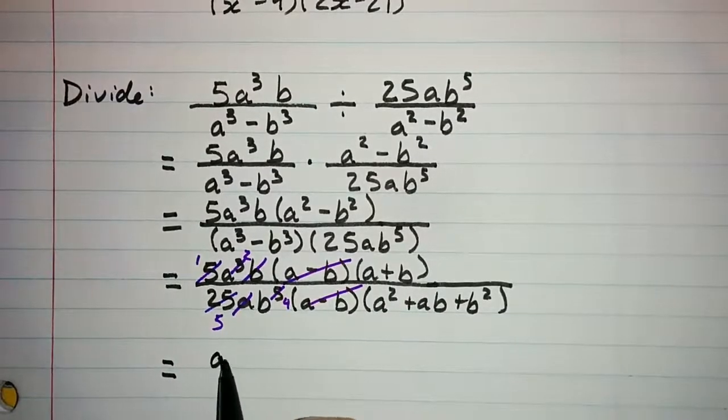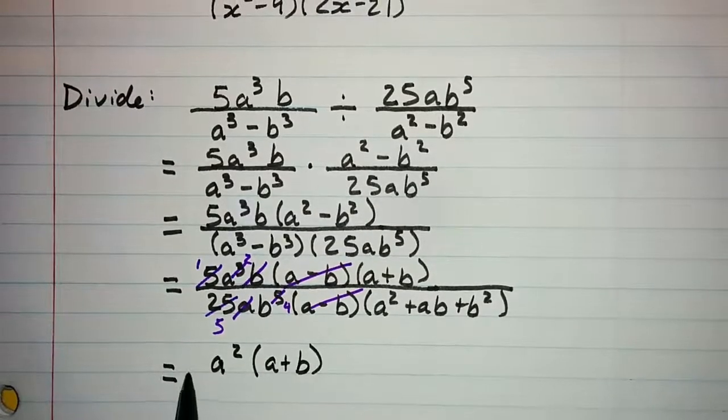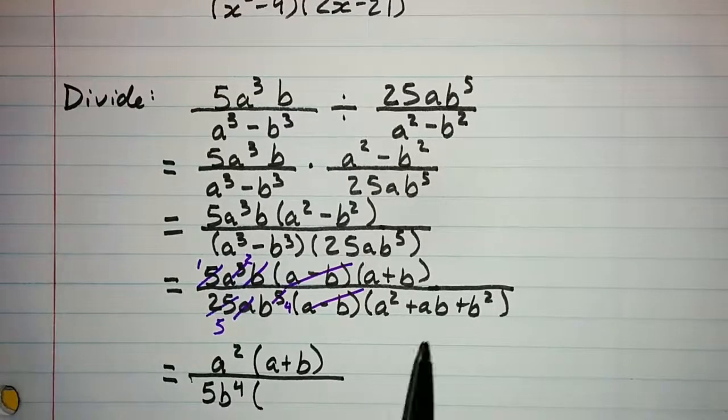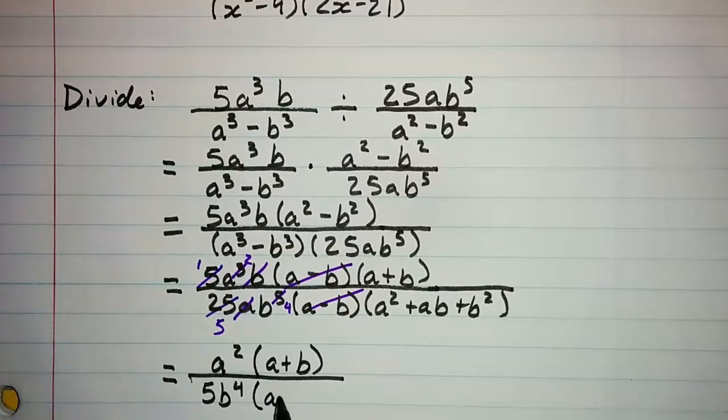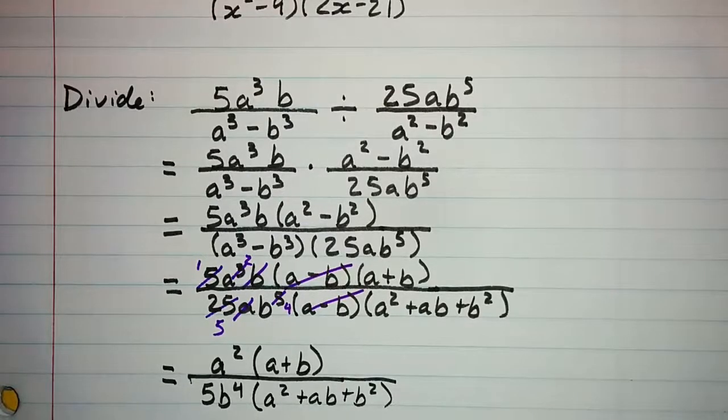In the numerator, a squared times a plus b. In the denominator, 5b to the 4th times this polynomial, a squared plus ab plus b squared. And that's the answer to our division problem.